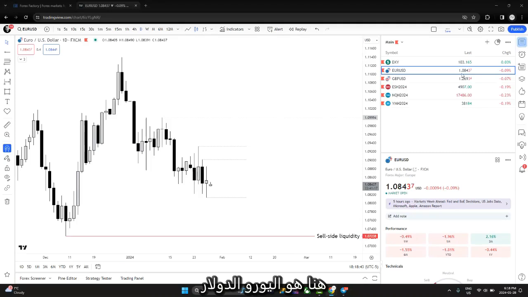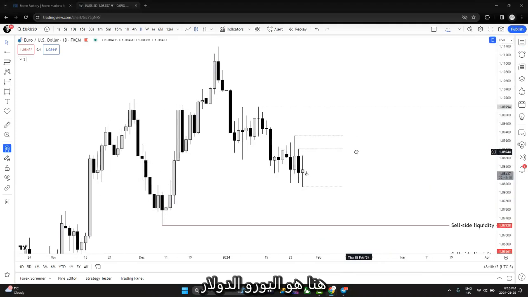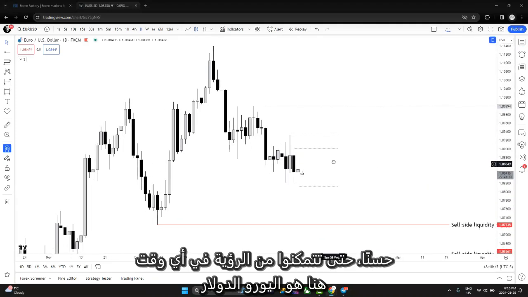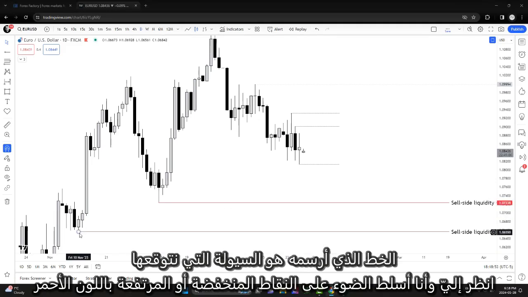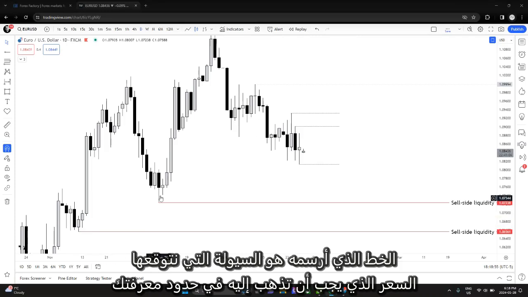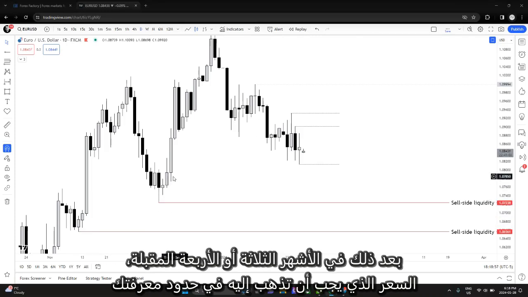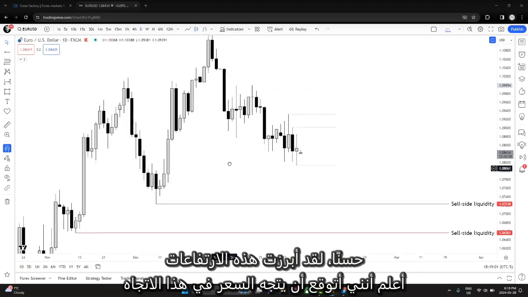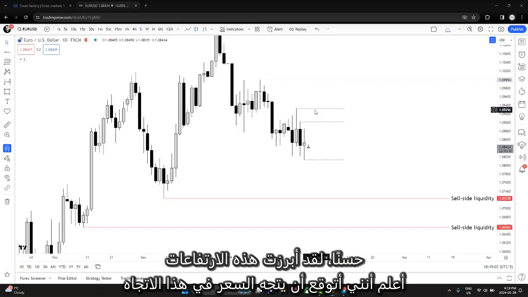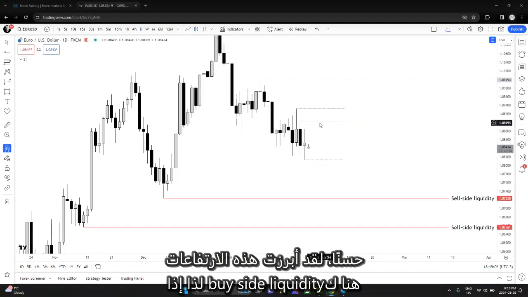Here is the euro dollar, right? So you guys can see anytime you see me highlight lows or highs with red line, that's my drawn liquidity where I expect price to go within the next 3 to 4 months. I expect price to head that way, right? I have these highs highlighted right here as buy side liquidity.